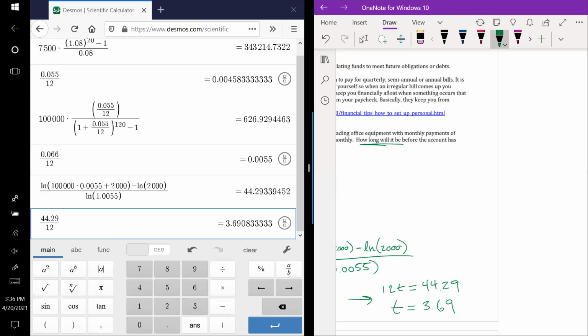3.69. Okay, so now remember, for these problems, time is always in years. So if time is 3.69, we can say 3.69 years, but if my math lab is picky, it's either just going to say 4 years or 3 years. So however I want you to round. But since it's 3.7, let's just go ahead and say 4 years.